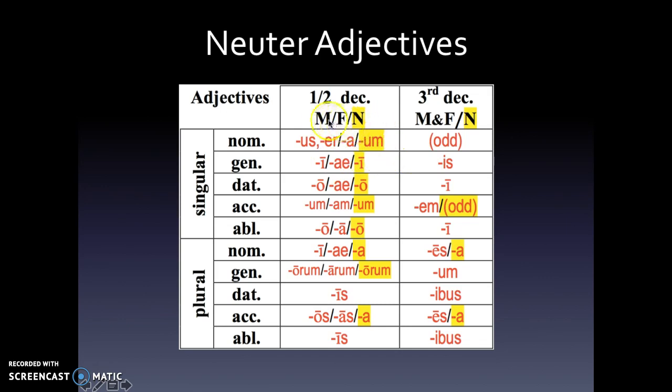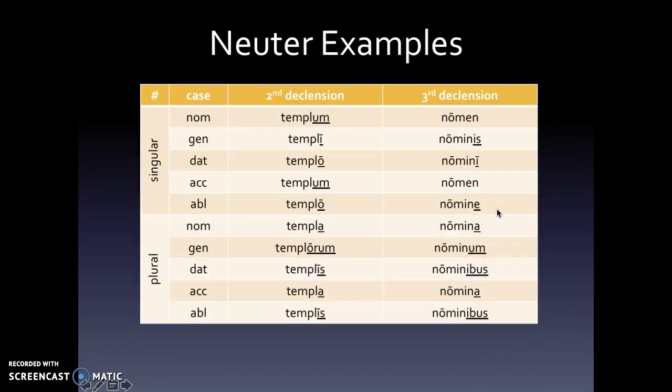And here are the adjectives. Here we have two backslashes. So we've got masculine, feminine, and neuter. In the third declension, it looks nearly identical. There's only one difference. The ablative singular is not an E for the adjectives. It's actually an accented I for adjectives. Here are a couple examples. Here's what a neuter looks like in the second declension. Here's what a neuter looks like in the third declension.